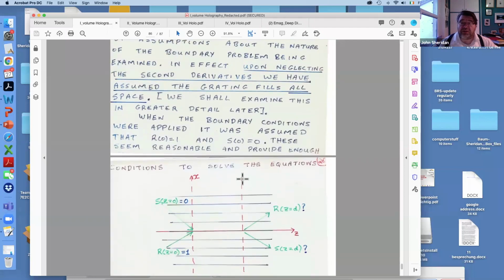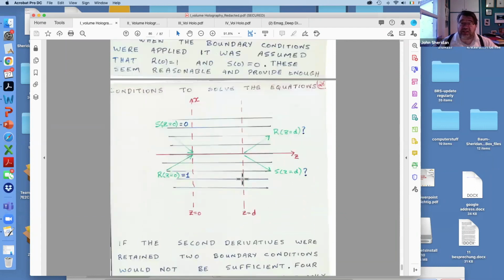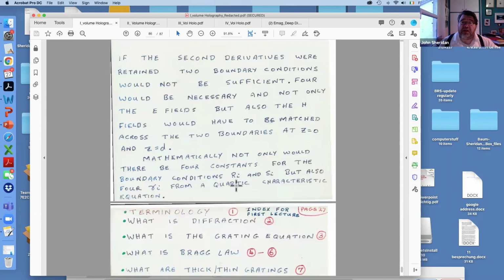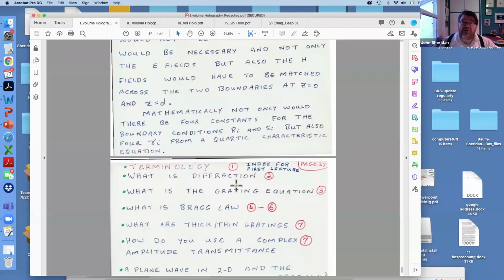When the boundary conditions are applied, it was assumed that for the transmission case, the R value, the amplitude of the transmitted wave at z equals 0, was 1, and the diffracted value at z equals 0 was equal to 0. And in the reflection case, this switches. We'll talk more about that. If the second derivatives were retained, 2 boundary conditions would be sufficient, and 4 would be necessary, and not only the E field, but also the H field would have to be matched across the boundaries.